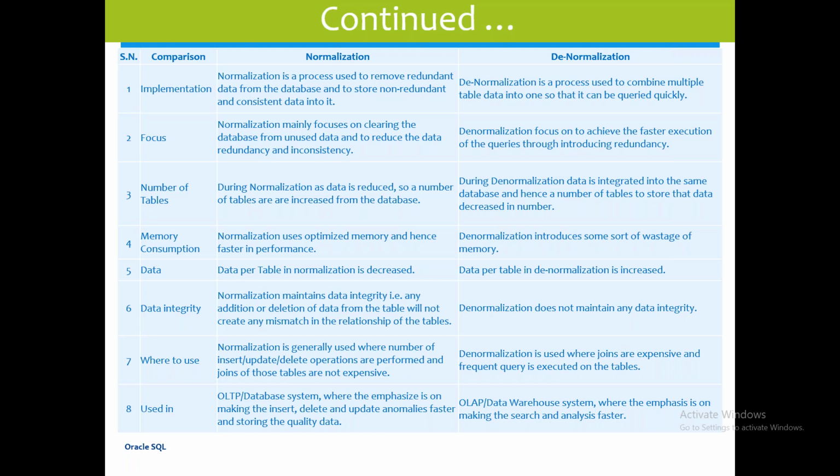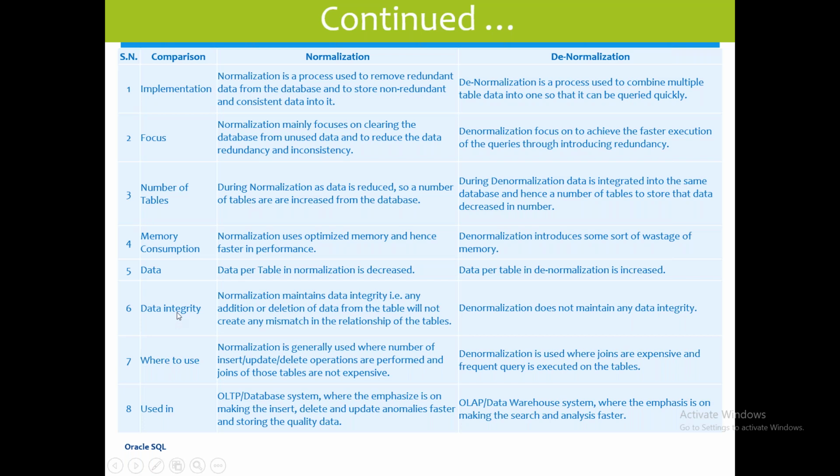Next comes data. Data per table in normalization is decreased. One table is split into 10 parts, so obviously for a single split table, memory and data will be less. In denormalization, everything is present in one place, so obviously data will be more. So if you look at the data size in one table, denormalization will take more. In normalized mode, one table will hold less data, because the whole data is split into 10, 20, 30 tables, so obviously it will be less.